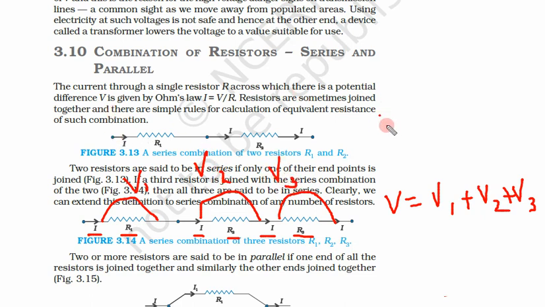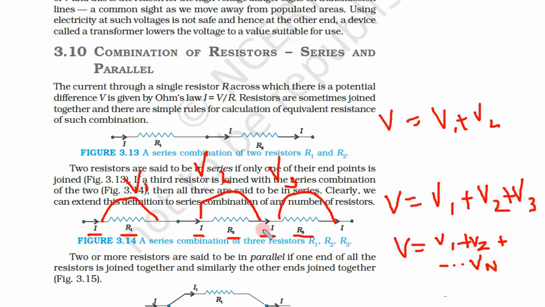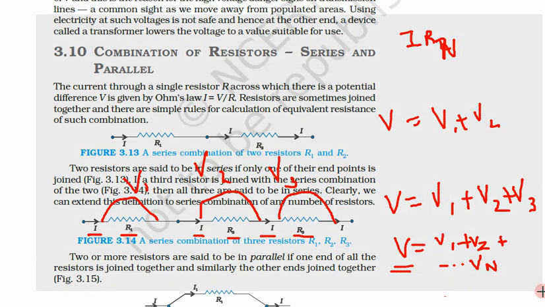Previously V is equal to V1 plus V2 when there were two resistances. Similarly we can extend this: V is equal to V1 plus V2 plus up to Vn. If there are n resistances, the total potential drop will remain the same V, and the voltage drop across each resistance will be given by IR1, IR2, up to IRn. So these are a few fundamentals we have to keep in our mind.